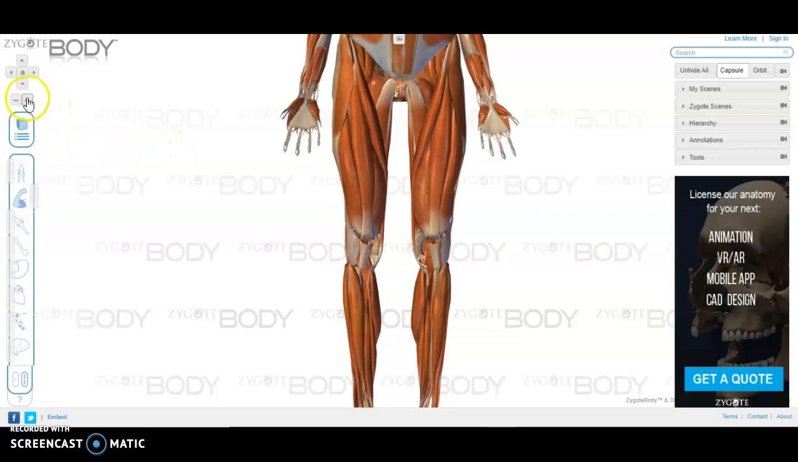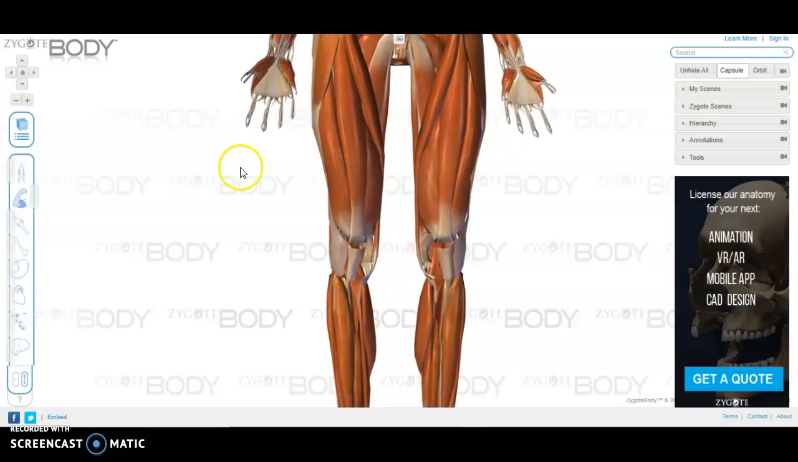The first one that I've selected is the rectus femoris, which is this muscle right here. Its purpose is to extend the knee, and it also flexes the thigh.